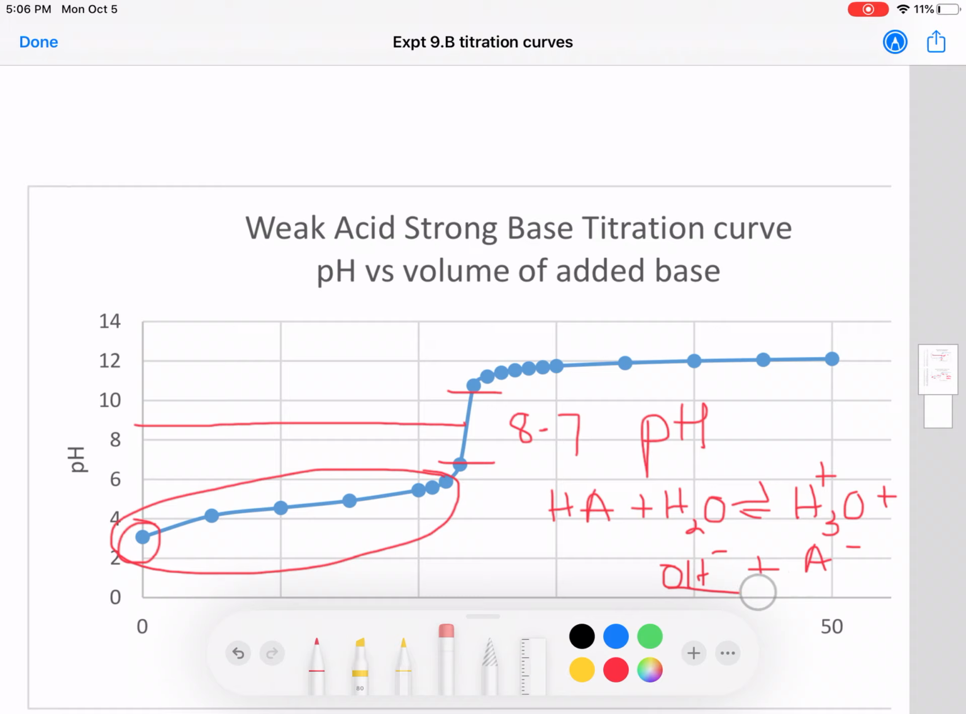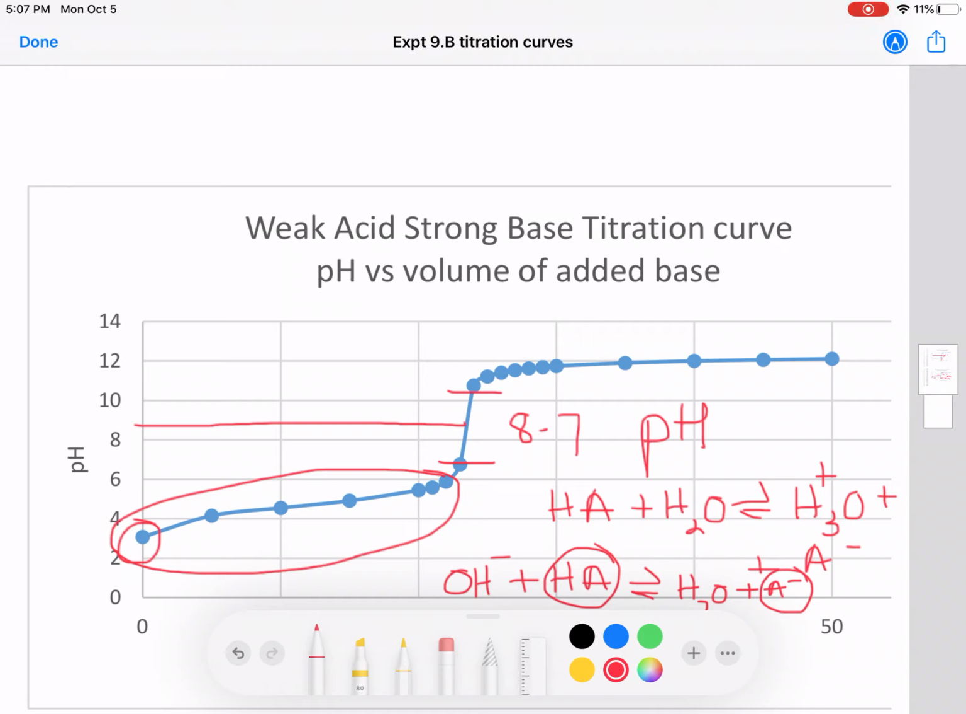OH minus is not going to react with A minus. Hydroxide is a base, so the hydroxide ions, when you add them, are going to react with the acid and form water plus A minus. Okay, so you can see the first part, that's the buffer region, the one that I have circled in the graph.